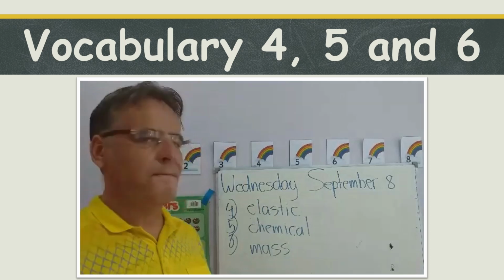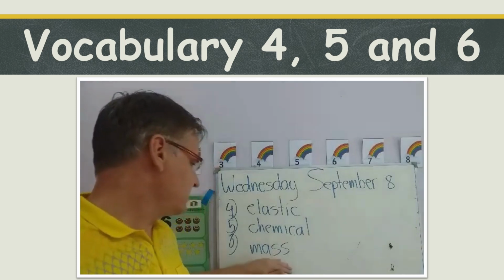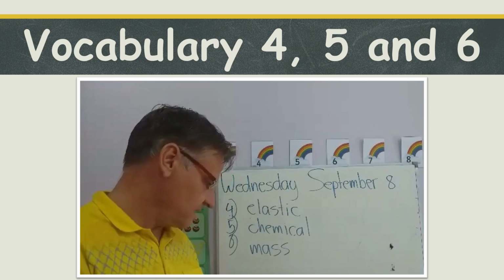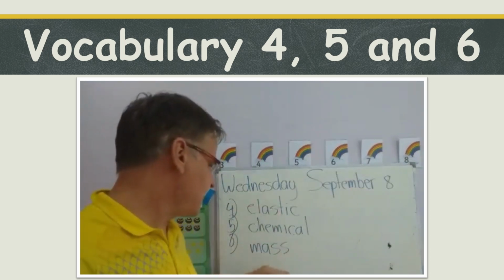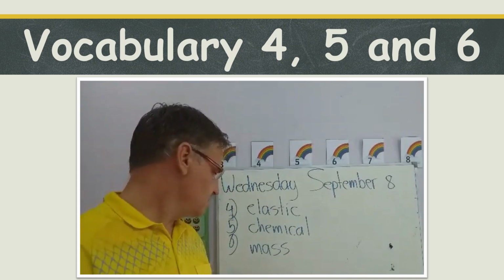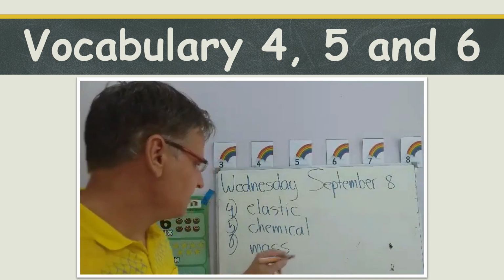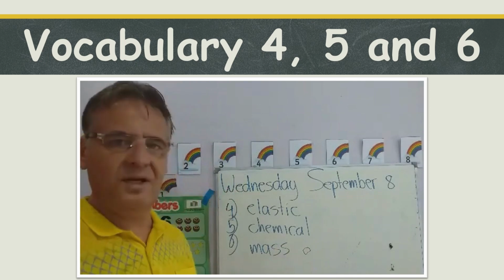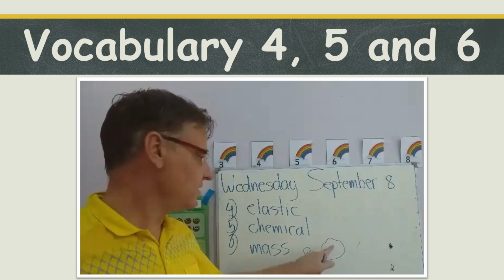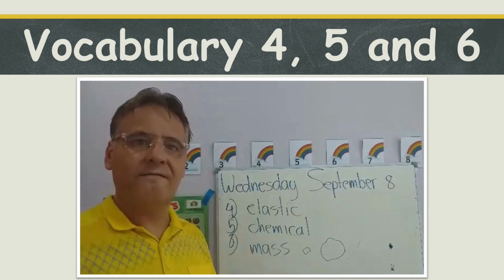Then number 6, mass. M-A-S-S, mass. Mass is another word for weight or volume, how heavy something is. I told you, the heavier something is, the more kinetic energy it has. So the heavier means the more mass. For example, a little rock like this has a little mass. But a big rock like this has a lot of mass because it's very heavy. So mass means the same as weight or volume.